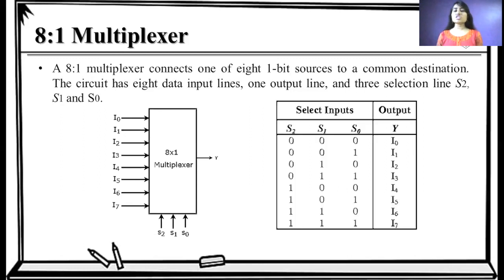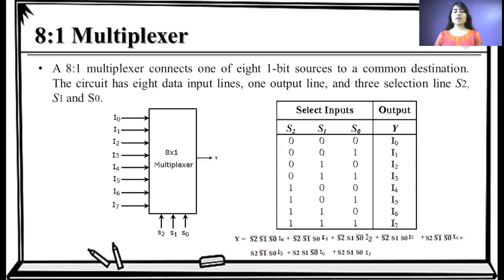According to the selection line values, here we have 3 selection lines, so a total of 8 possible combinations, and according to these 8 possible combinations, we have one of the inputs at the output side. So for 0 0 0, Y is equal to I0, 0 0 1, I1, and similarly for 1 1 1, I7. So this is how the 8-to-1 multiplexer can direct one of the 8 inputs to the output side.